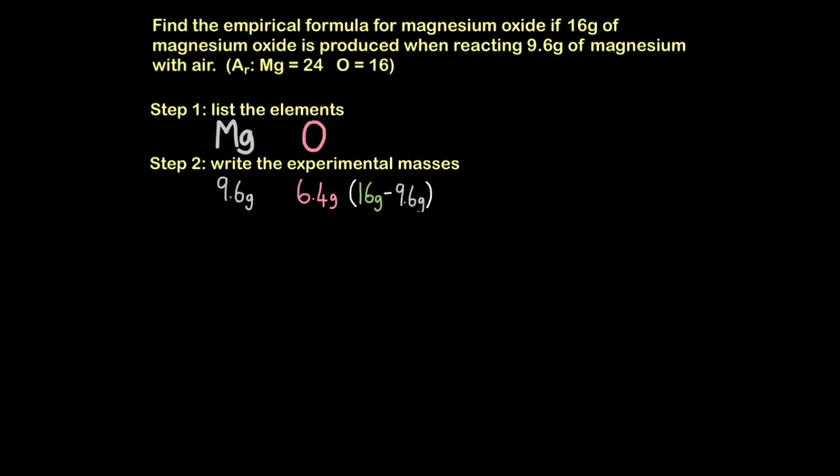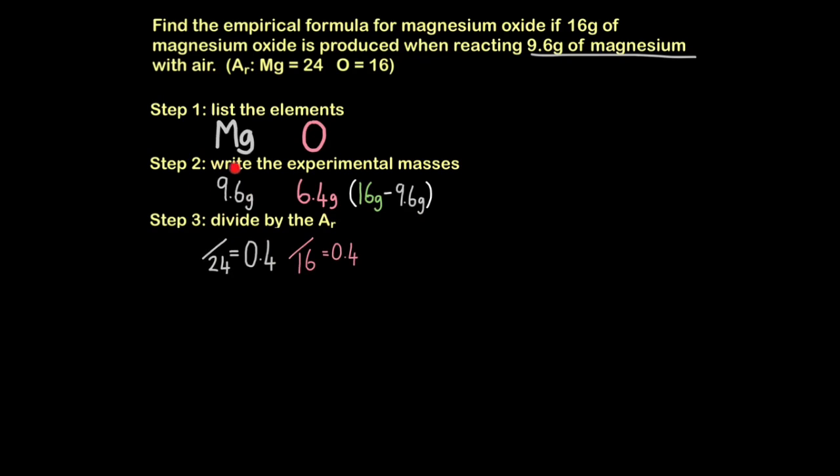Step 2 requires you to write the experimental masses. So we know that there's 9.6 grams of magnesium, but we need to find the mass of oxygen. Now we only know the mass of magnesium oxide, which is 16 grams, but if we remove 9.6 from 16 grams, we'll be left with just the mass of oxygen. So 16 take away 9.6 will give you the mass of oxygen, which is 6.4 grams. Sometimes you won't need to perform that step, but I just thought I'd give you the more complex version so you're prepared.